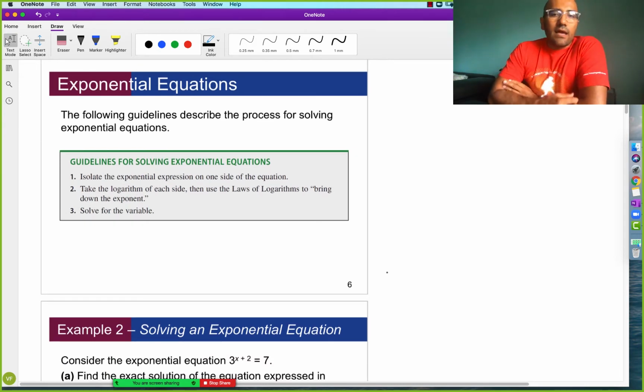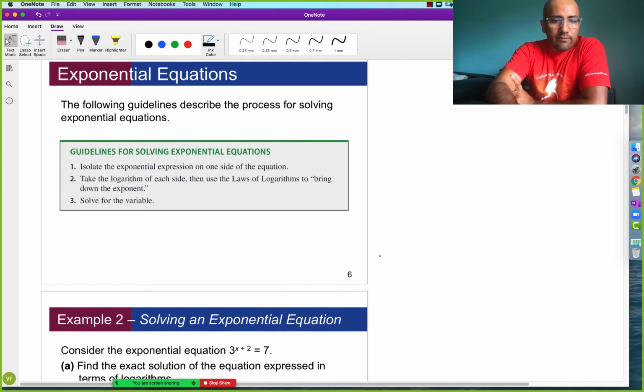Good. So as a general guideline, when we approach exponential equations, we want to isolate the exponential expression on one side of the equation. We want to take logarithms of each side and use the law of logarithms to bring down the exponent. I also refer to this sort of as the definition of logarithms, and then solve for the variable. Okay, so we'll kind of explore what all those things mean in this first example.